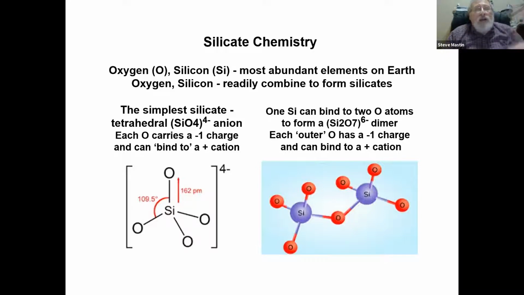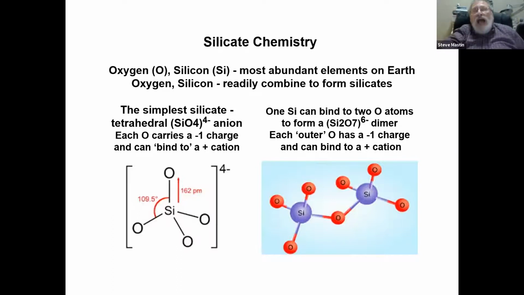The binding is really ionic attraction between a positive and a negative, like in salt. Sodium's the positive cation and chloride's the negative anion. But silicon or silicates are a little unusual because one of the oxygens at the end over here can actually bind to another silicon. And so you end up with what's called a dimer.